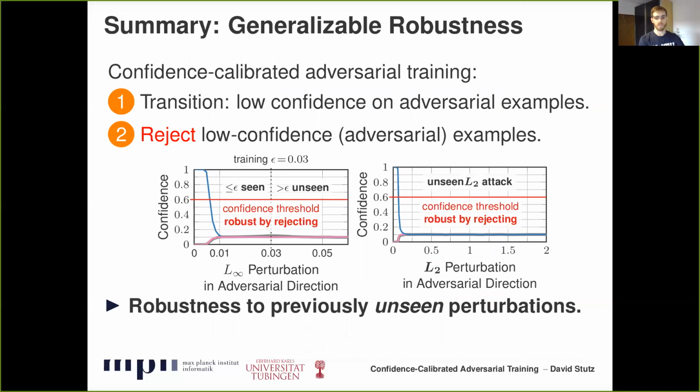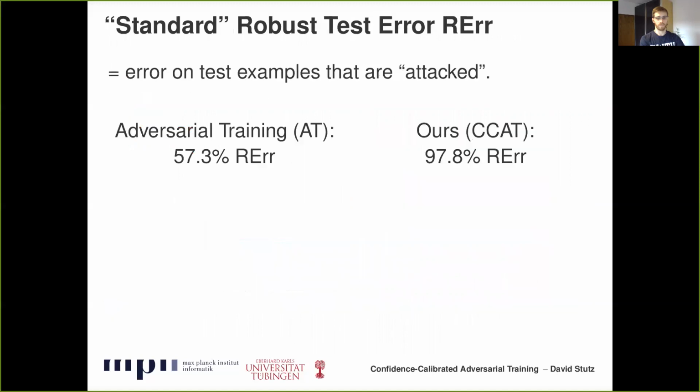So in summary, our confidence-calibrated adversarial training enforces low confidence predictions on adversarial examples. And then in the second step, we are able to obtain robustness by rejecting these adversarial examples. Because this behavior is extrapolated beyond the epsilon ball used during training, robustness also generalizes to new threat models. Before presenting actual results, I briefly want to talk about a proper evaluation.